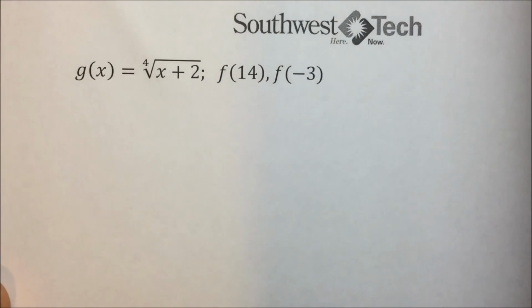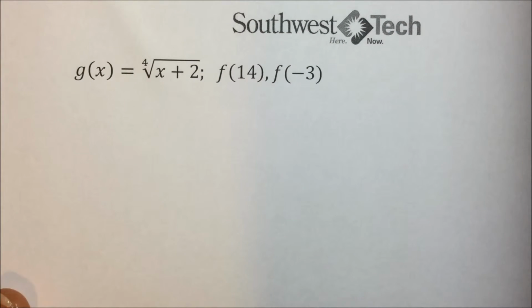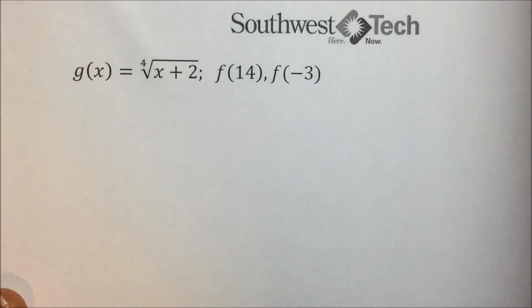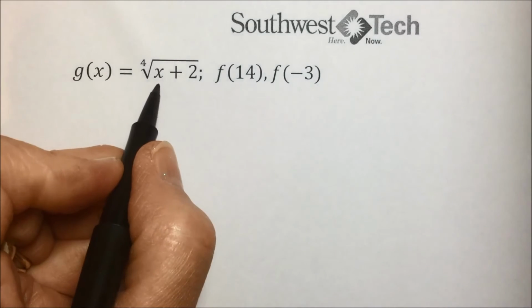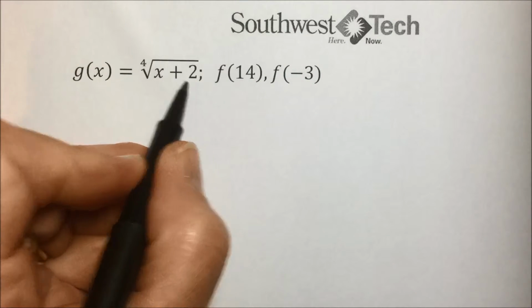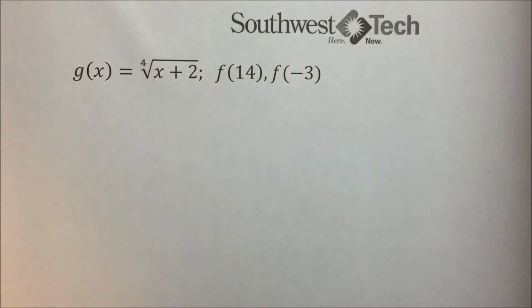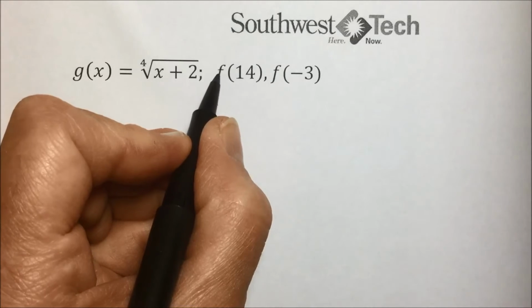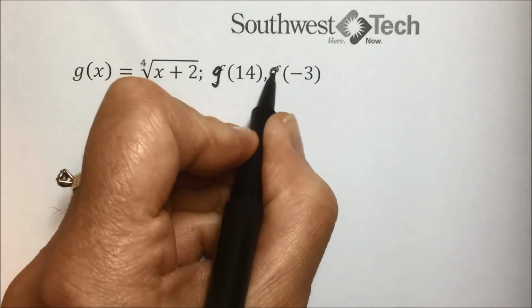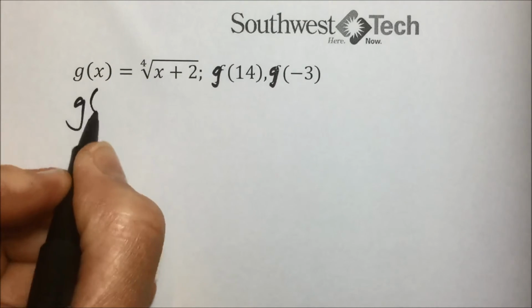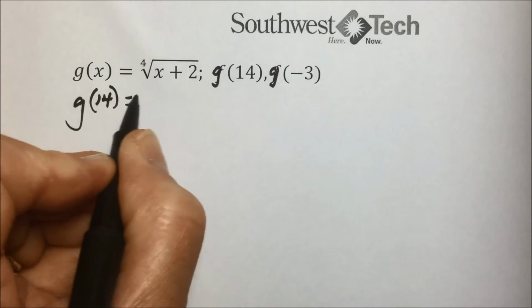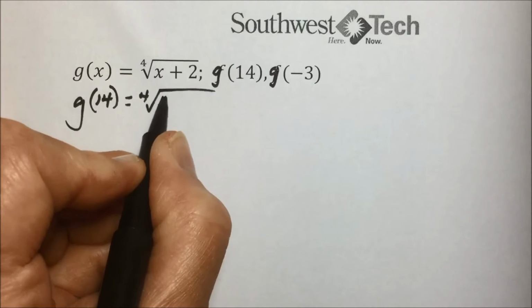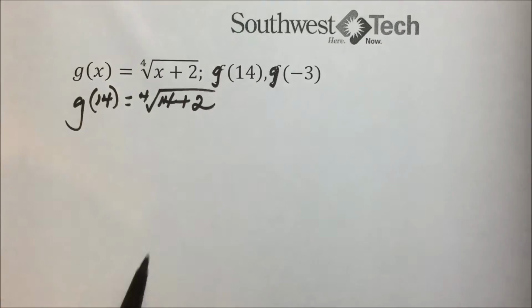In this next example, we're given a function g of x is equal to the 4th root of x plus 2. They're asking us to identify the radicand. That's the quantity underneath the radical sign regardless of the index, so it would be x plus 2. Evaluating this function, and these really should be g of x's, g of 14, replacing x with a 14, will give us 14 plus 2.